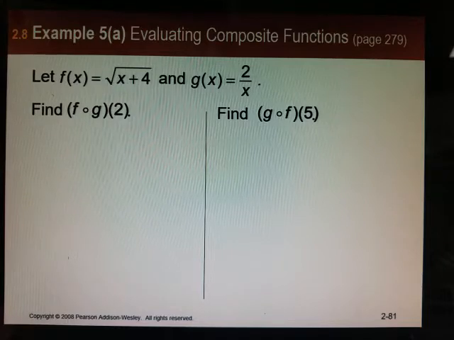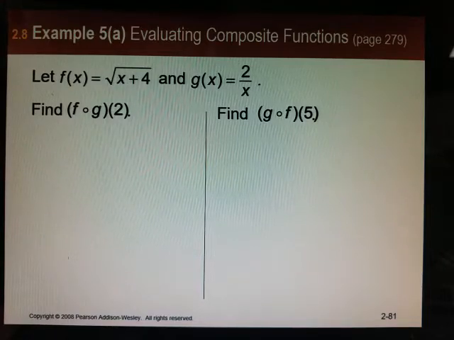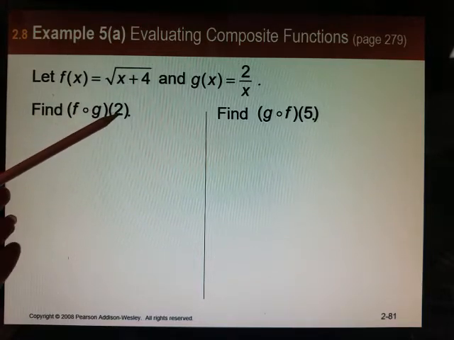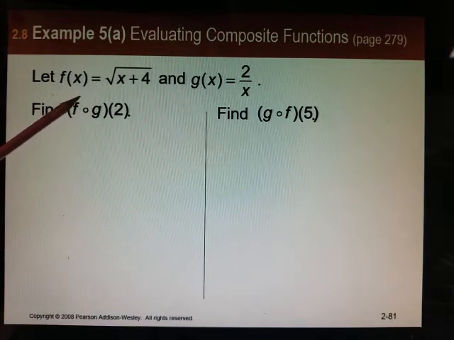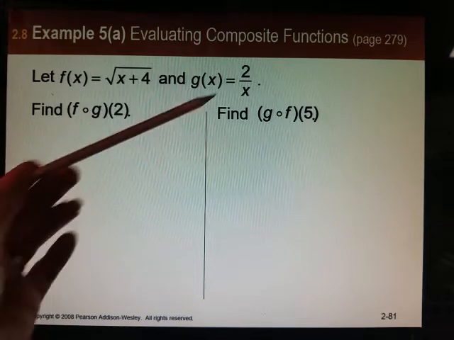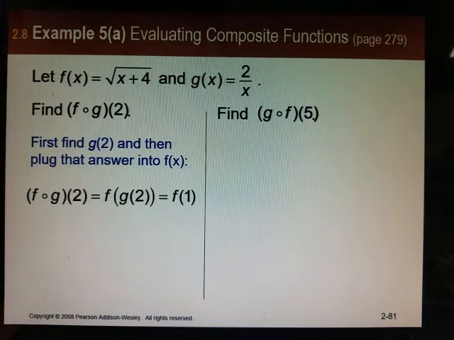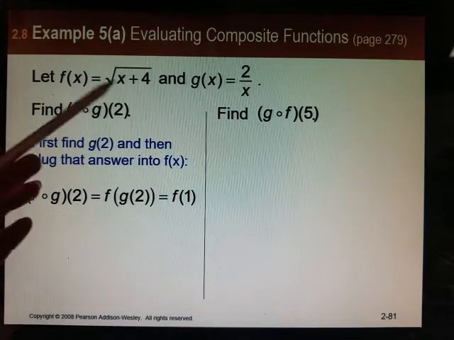Alrighty, so now we're going to move on to composite functions. So the composite function here, this is a number, so I should get a number for an answer. This means plug 2 into g, and then that answer into f. Plugging 2 into g, 2 divided by 2 would be 1. Now I need to plug 1 into f, so it'd be the square root of 5.